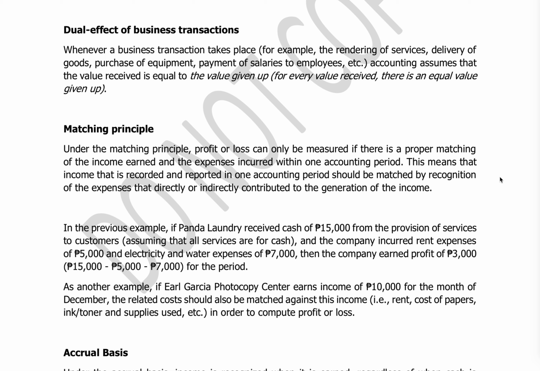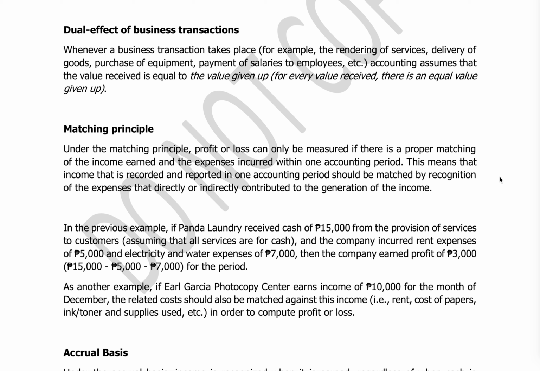Double effect din yan. Dual effect. Hindi lang yung pagbayad ang titingnan mo. Nagbayad ka, di ba, 50,000? There's a decrease of cash. Decrease of asset in the amount of 50,000 pesos. But, there is also a decrease in liability. Nabawasan ang pera mo, correct. Pero nabawasan din ang utang mo. So, for a value given up, which is 50,000 pesos, you also receive something. There's also another effect, which is the decrease in your liability. So, ayun. Accounting assumes that the value received is equal to the value given up.